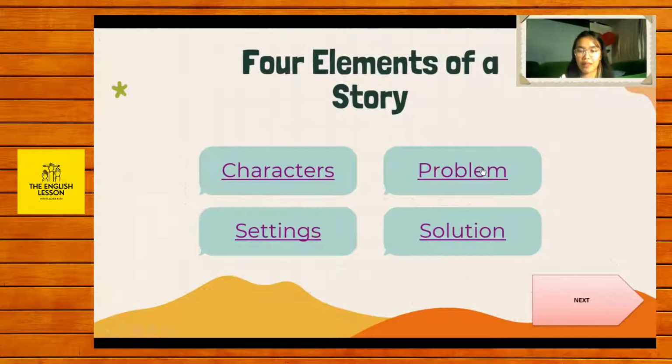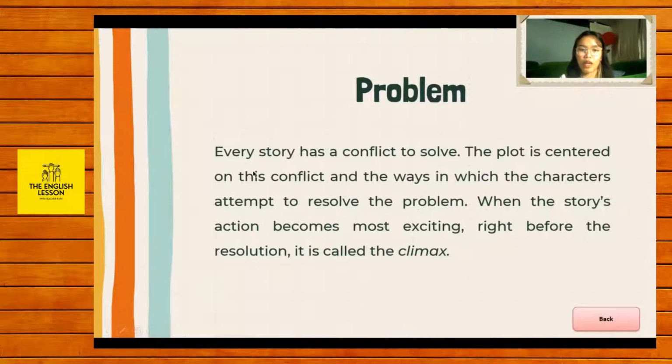The third element is the problem. Every story has a conflict to solve. The plot is centered on this conflict and the ways in which the characters attempt to resolve the problem. When the story's action becomes most exciting right before the resolution, it is called the climax. So take note of that.